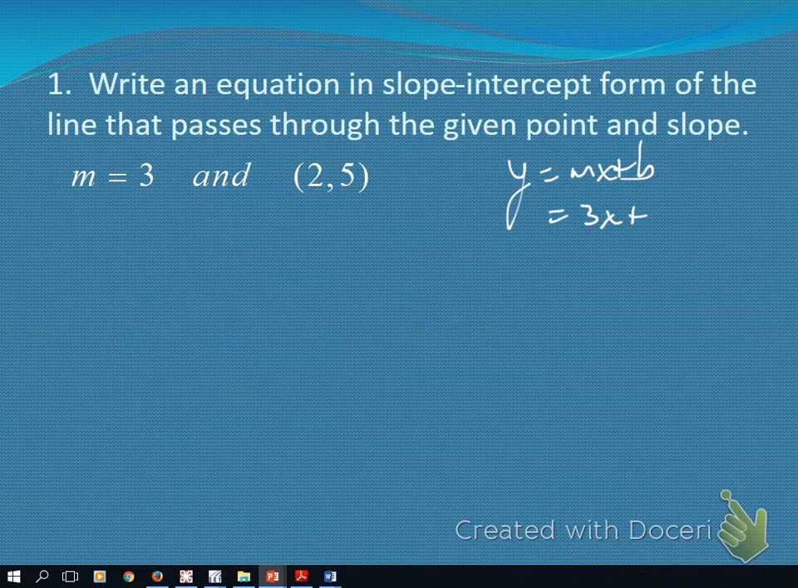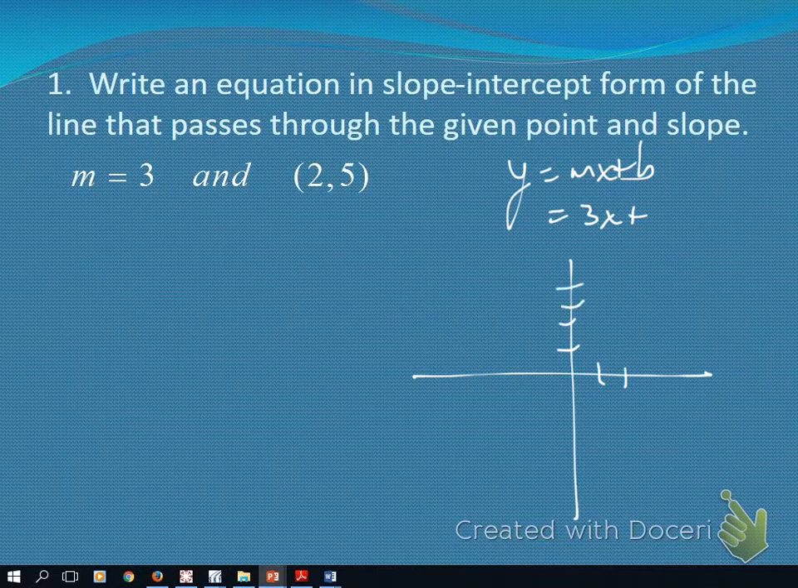What's the y-intercept? It's not 5. It's not 2. It's not there, because if you plot the point 2, 5, it is not on the y-intercept. Remember that it's not on the y-axis. Remember the y-intercept tells us where the graph hits the y-axis. That point is not on the y-axis.